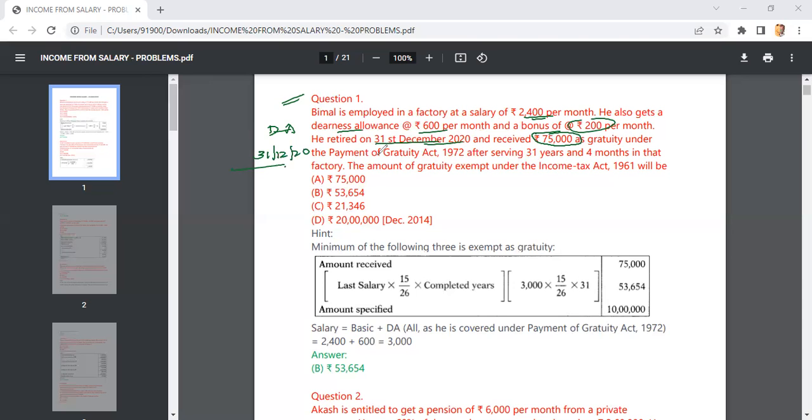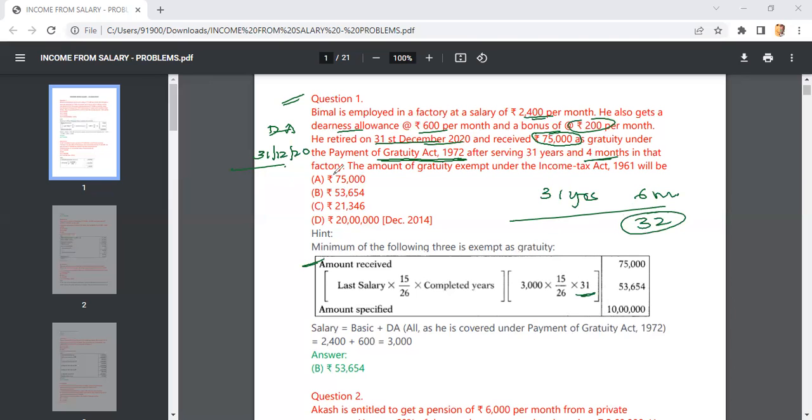So here you have to remember, in some questions they will mention whether the employee is covered under the Gratuity Act or not. You can ask, ma'am, why do we have to know this? Because to apply the formula, we should know whether the employee is covered under the Gratuity Act or not. And he has served 31 years, 4 months. Suppose it was 31 years, 6 months, then I would have considered this as 32 years. But since it is 4 months, I'm considering it as 31 itself.